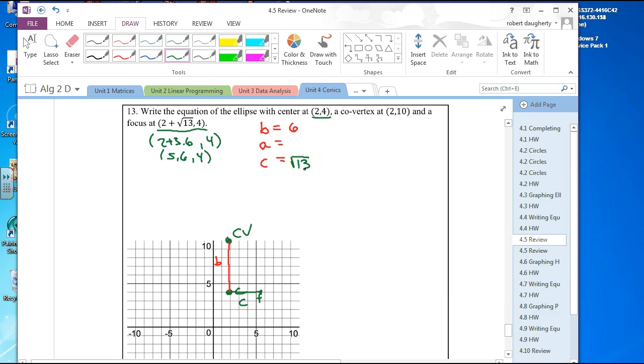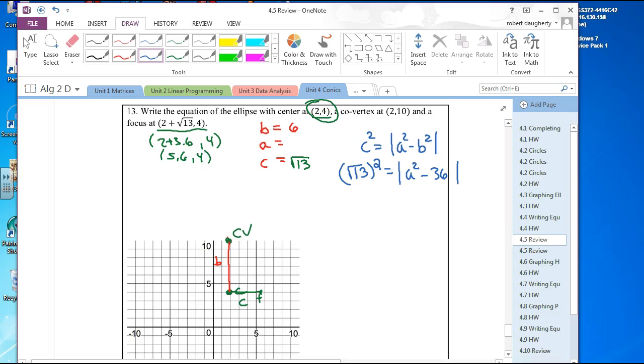So what I need for this ellipse, I need to know the center. I have that. And I need to know A and B. Well, in this case, I know C, but I do not know A and B. But I do know that C squared equals the absolute value of A squared minus B squared. So that means the square root of 13 squared is equal to the absolute value of A squared minus 36.